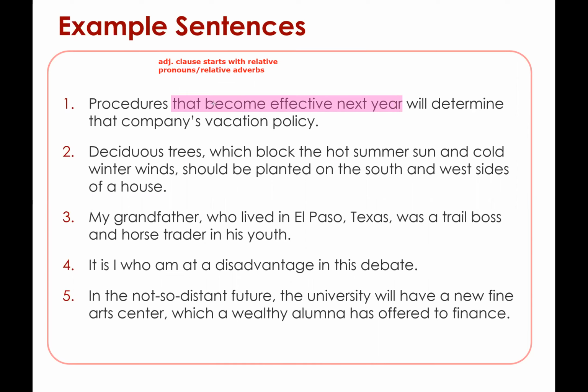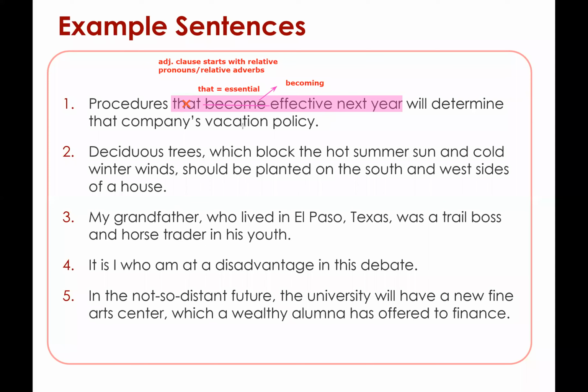Okay, so we use that with no comma because this is essential. Remember, that is always essential. So the first thing we do is we take out the subject, which is the relative pronoun that. The second thing we do is we look at the verb become. And since become is an active verb, not passive, we change it to becoming. And that would be our reduced clause or participle phrase. Procedures becoming effective next year will determine that company's vacation policy.